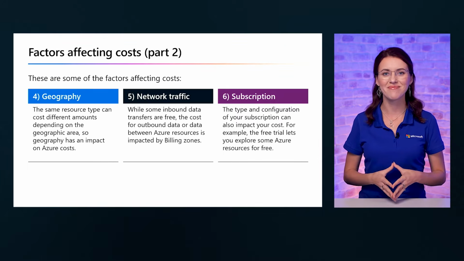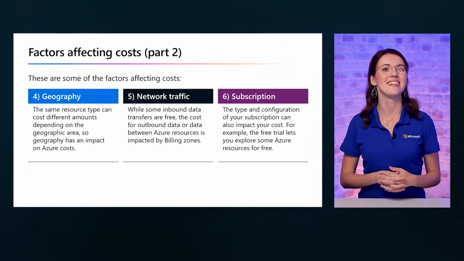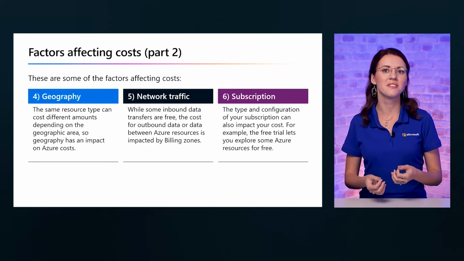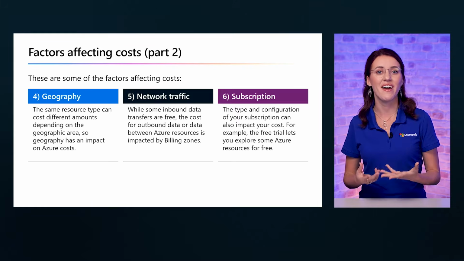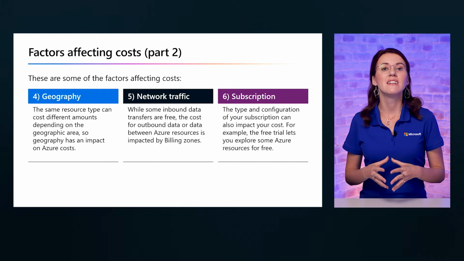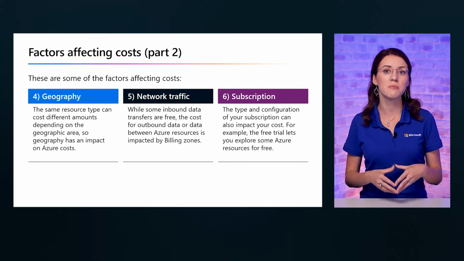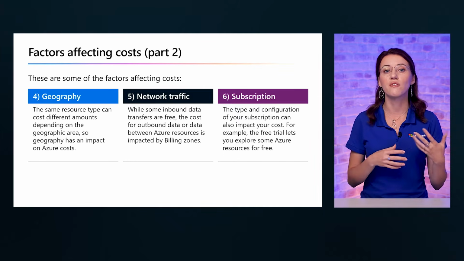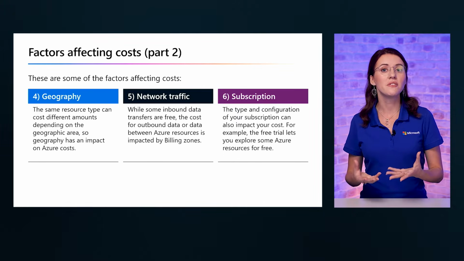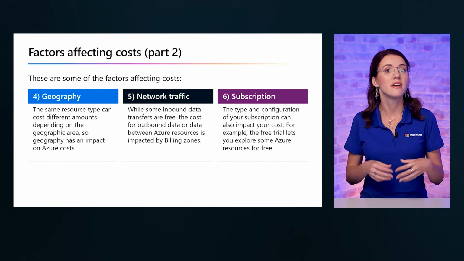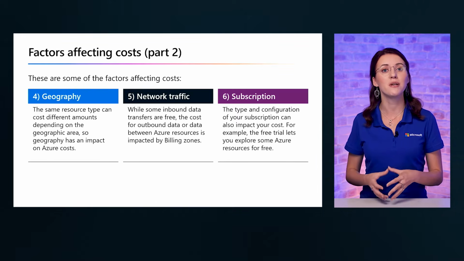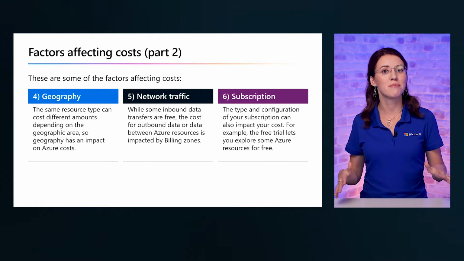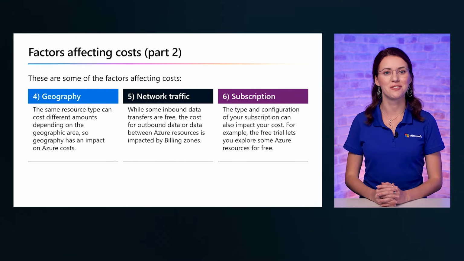And finally, the sixth factor is subscription. Some types of Azure subscriptions also include usage quotas that affect costs. For example, the free Azure trial subscription provides access to a range of Azure products for free for 12 months. It also includes credit for expenses during the first 30 days from the registration date. You get access to over 25 products that are always provided for free.